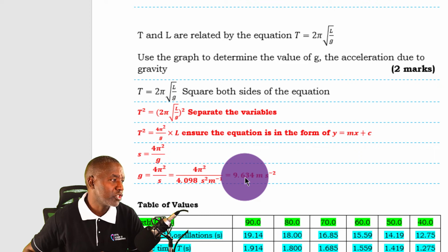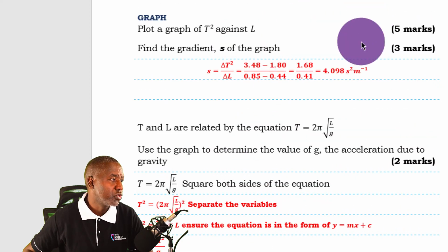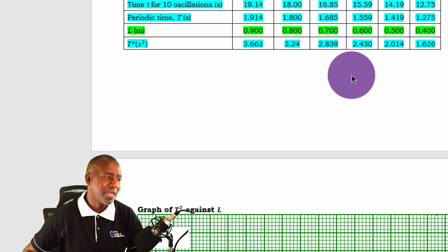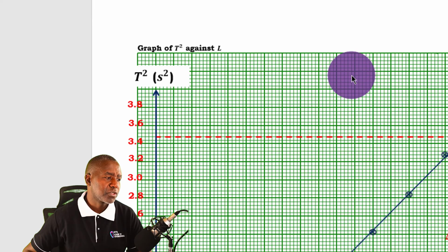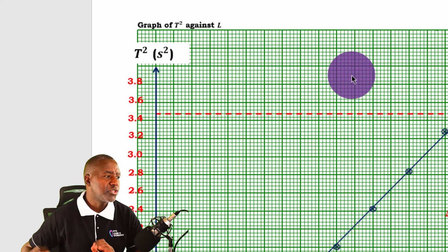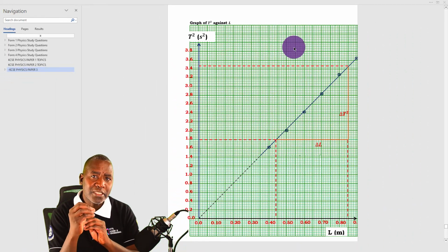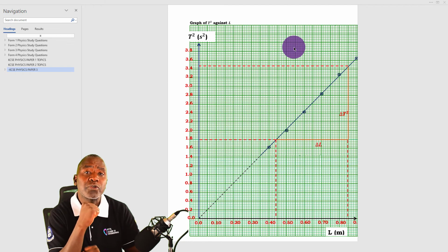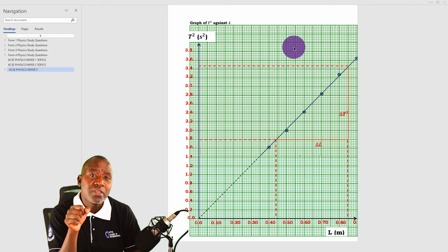Again, in the calculation, I've tried as much as possible to keep my calculations to 4 significant figures. I've already talked about this and the need to do that. So this is how you ensure that the practical works for you, that you are trying to garner as many marks from the practical paper as possible. Those are some of the rules that you need to follow.